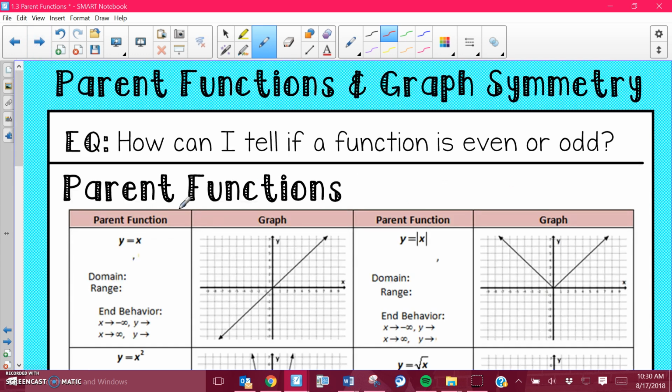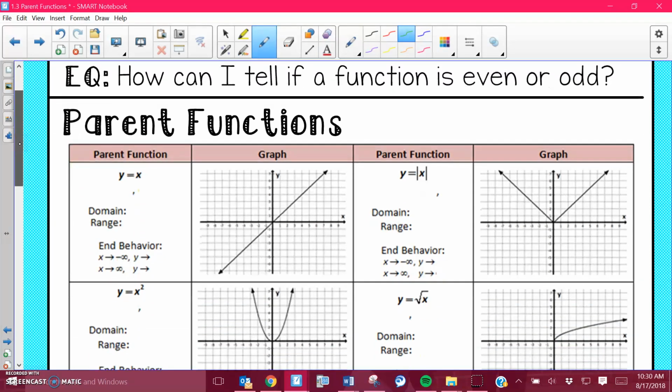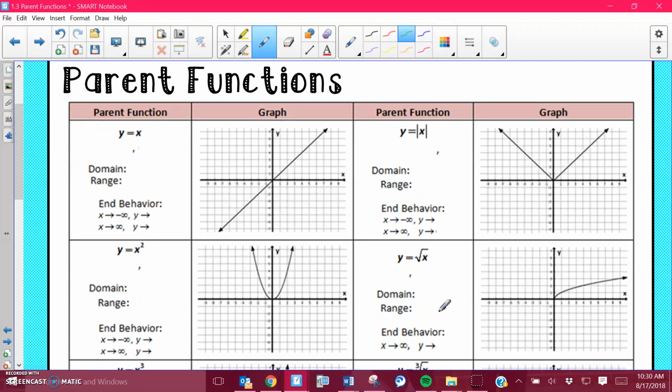Okay, so we're going to look at these parent functions. These are all parent functions that you probably know. Now we're just going to make sure we know some of the attributes to them, put some words and some notation into things that you probably already know. So this first parent function, y = x, very, very nice. That was the first one you started with in Algebra 1.